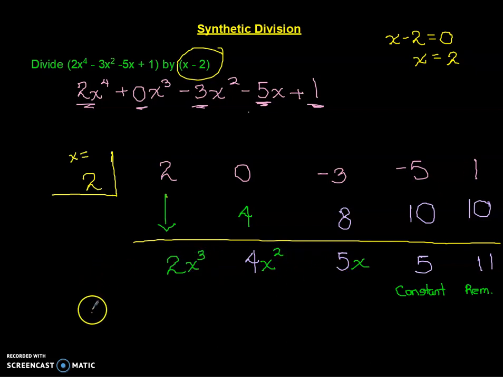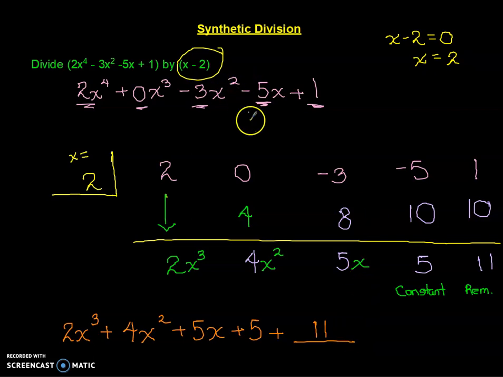This would be 2x to the third power. This is a positive 4, so I write plus 4x squared plus 5x plus 5. And then the remainder is positive, so it's plus 11. To signify it's a remainder, I put it over the divisor, which is x minus 2. And that is my answer.